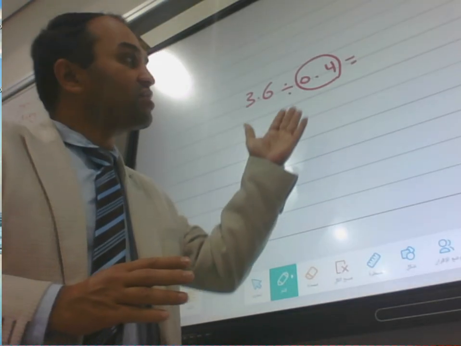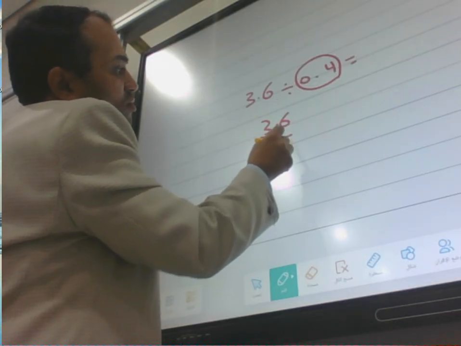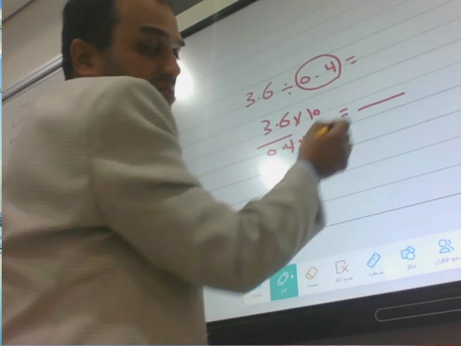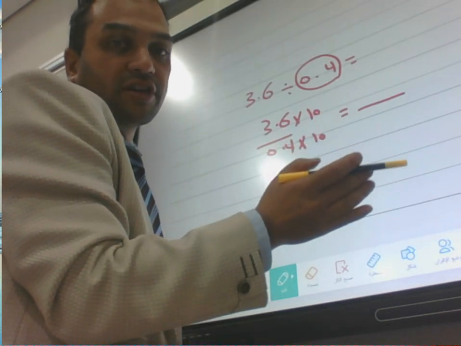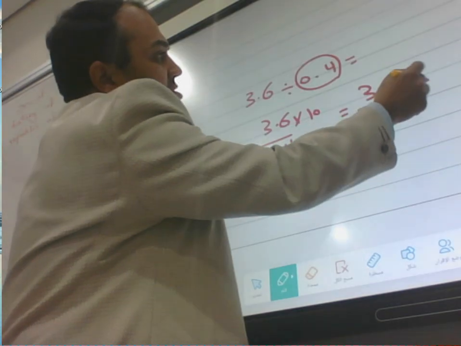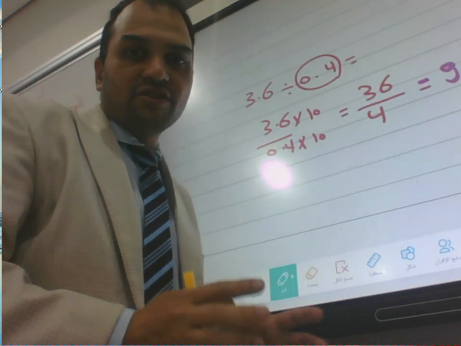Multiply by 10: 0.4, we can multiply by 3.6 over 0.4. I will multiply by 10 here, numerator and denominator, and move the point to the right by one place. It will be 36, and then 36 divided by 4 equals 9. Okay, and the answer here will be 9.